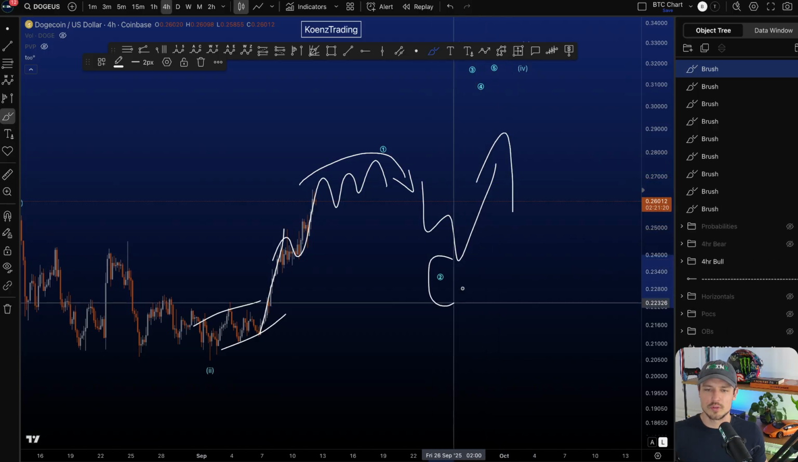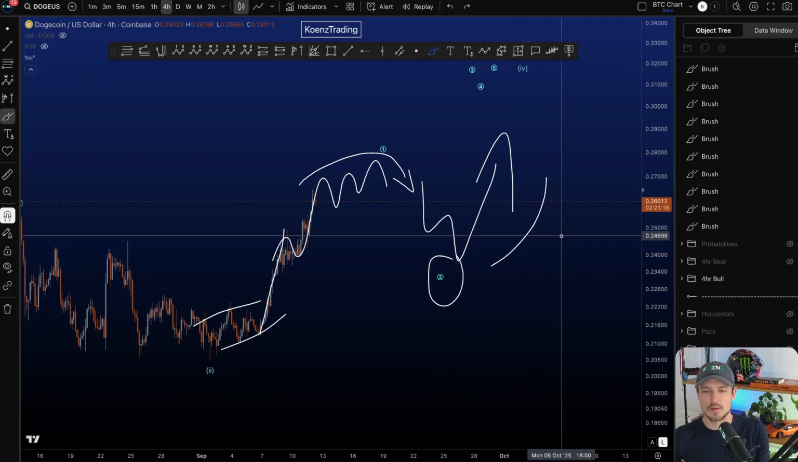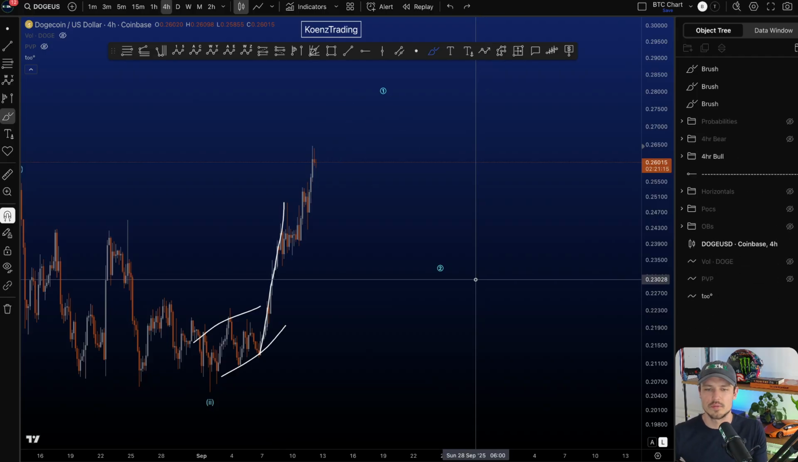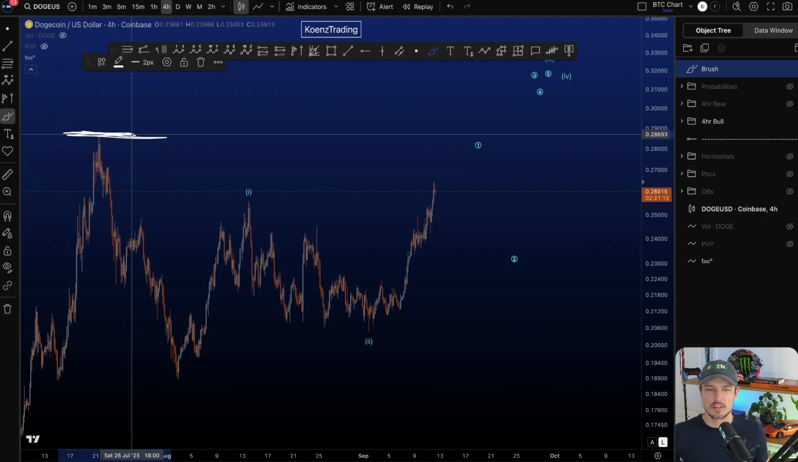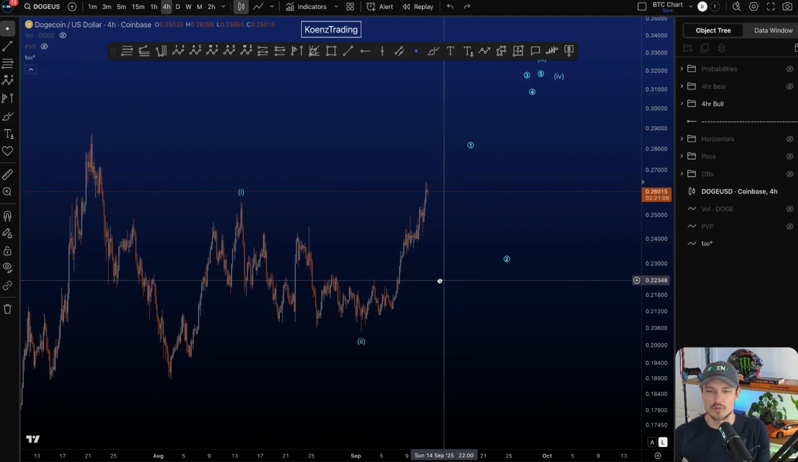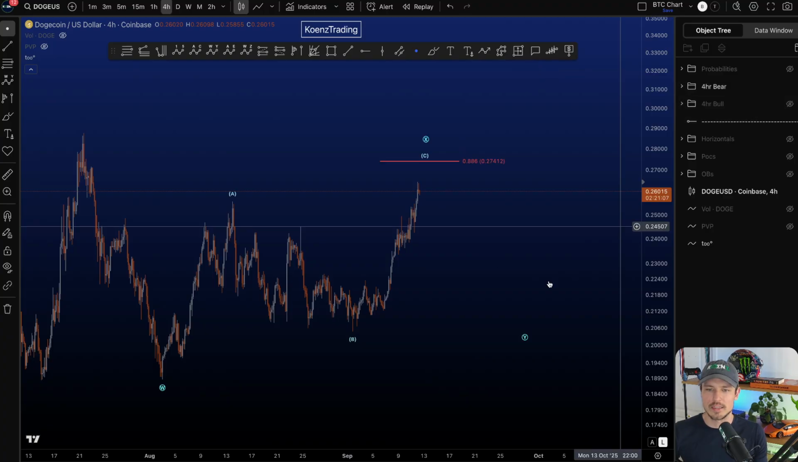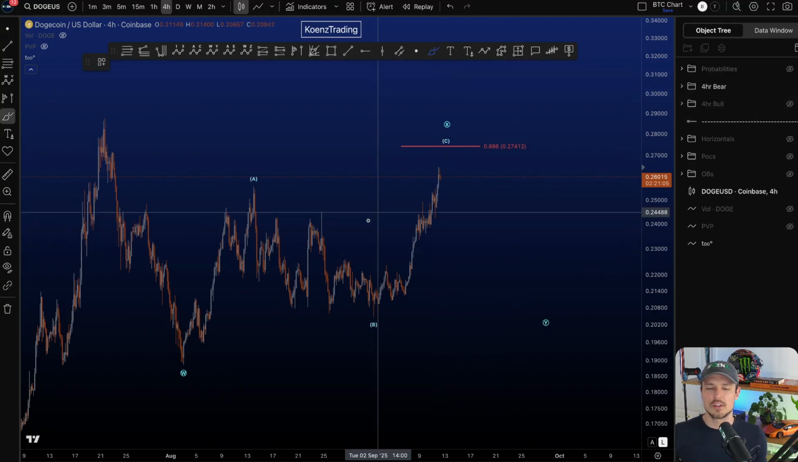After your wave 2, you then eventually like to see a wave 3 to the upside on increasing volume. Now in that scenario then, we do like to see price eventually take out this high at 0.29. In the bearish scenario, we're looking for a continuation of the range.